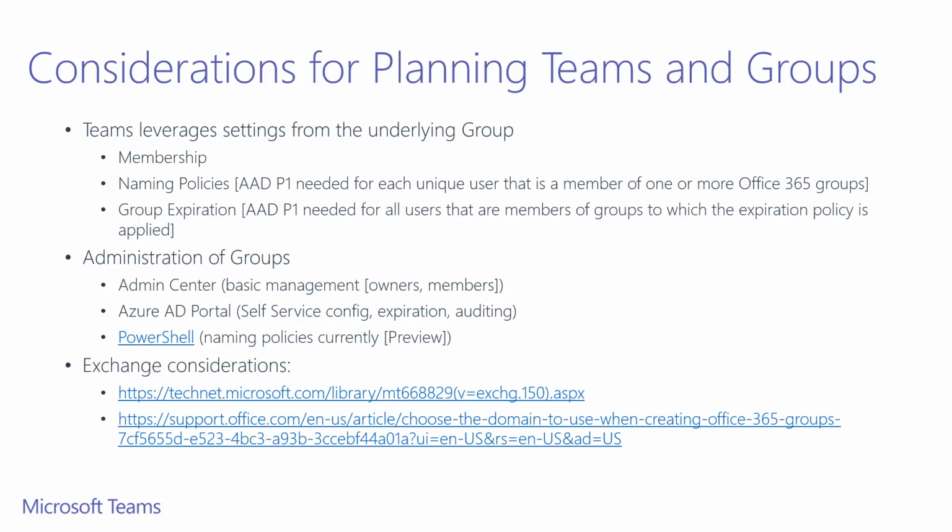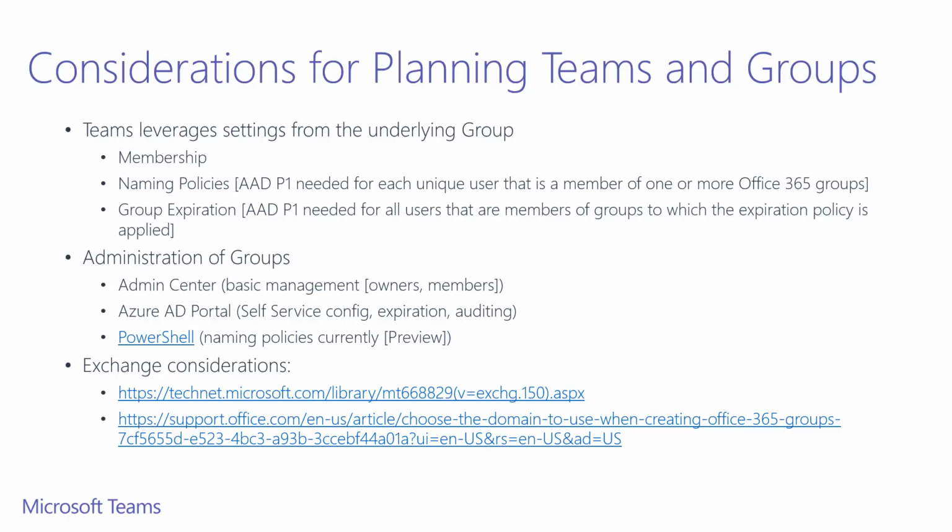We also have group expiration, which is the ability for us to put a time box around how long a group can live, essentially giving the users, of course, options to renew as necessary, but then allowing groups to expire based on a predetermined time frame. As mentioned, an Azure AD P1 license is needed for group expiration as well, and we do need a license for all users that are members of groups to which the expiration policy will be applied.